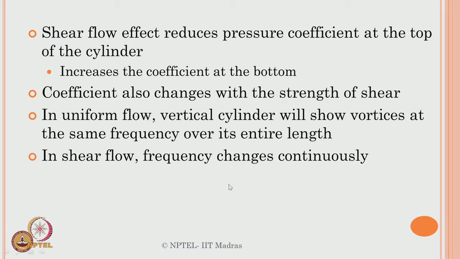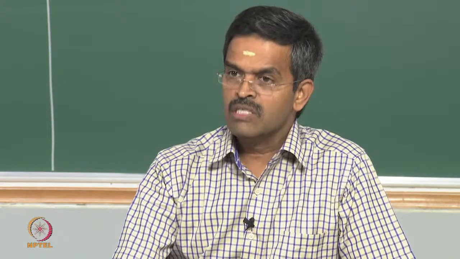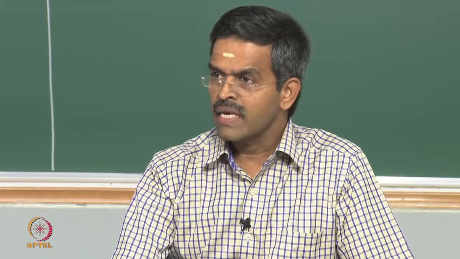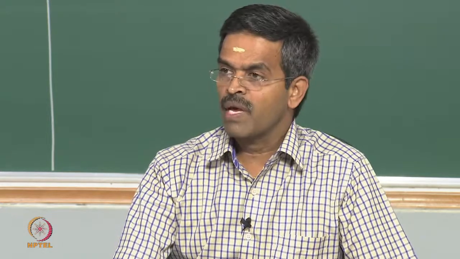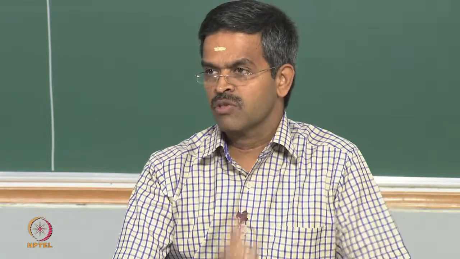In uniform flow, the vertical cylinder will show vortices at the same frequency over its entire length. It means the entire member will now become critical. In shear flow, frequency changes continuously, therefore it can enter and exit the resonance domain of the member very frequently, which results in what we call fatigue damage to the members.